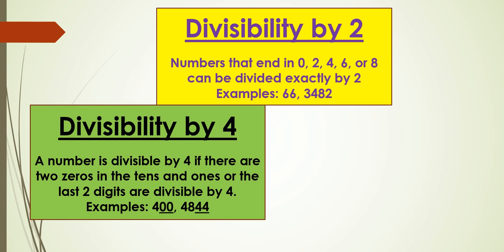Next is 4844. The last two digits are 44. 4 11s are 44. Remainder is 0. So 4844 is divisible by 4.